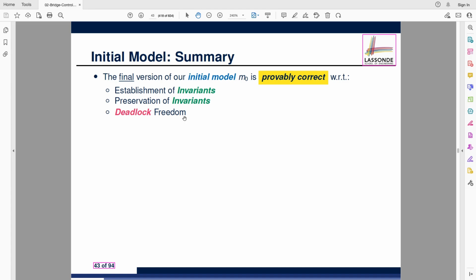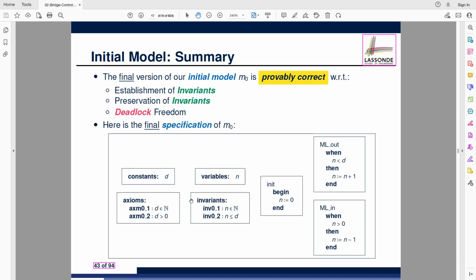All right, for the initial model, we have a summary over here. You have the constant, axiom, variables, and so on. You don't want to abandon your memory about this model here, because when we talk about M1, very often we have to draw a connection between the so-called concrete states in the refinements and the corresponding abstract states in the initial model. That's something we'll see. That's about what we have covered in the past weeks.